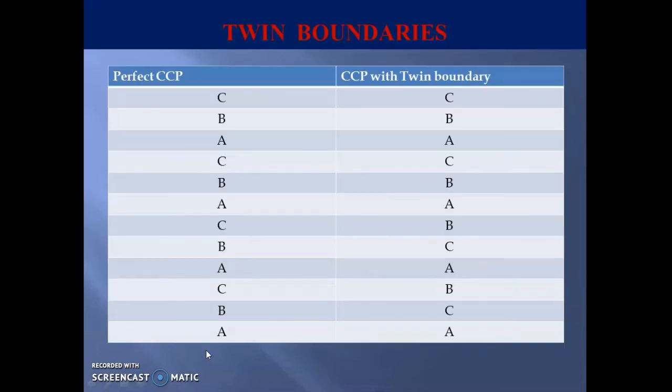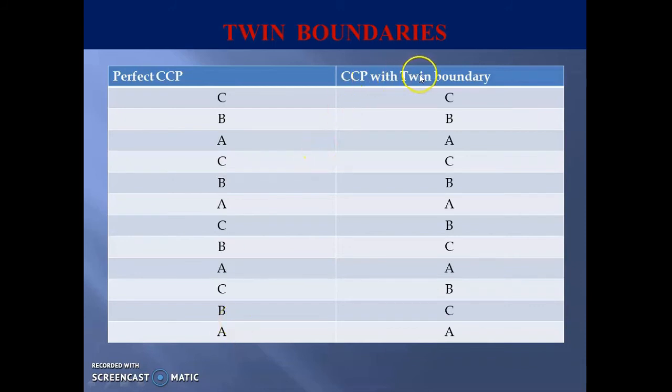For that, let us consider twin boundary in the case of a cubic close-packed structure. As we know, the arrangement of planes in a cubic close-packed structure is in the sequence ABC, ABC, ABC, ABC, like that. So this is the arrangement in the case of a perfect close-packed structure. Now let us see what happens in the case of a crystal containing twin boundary.